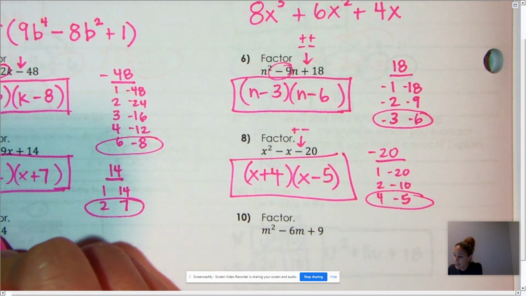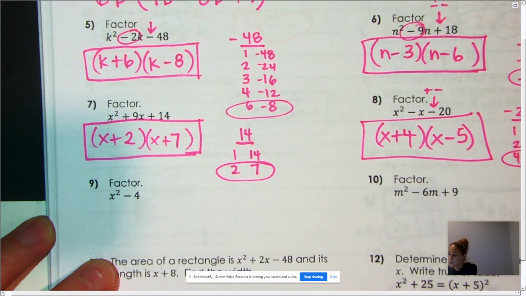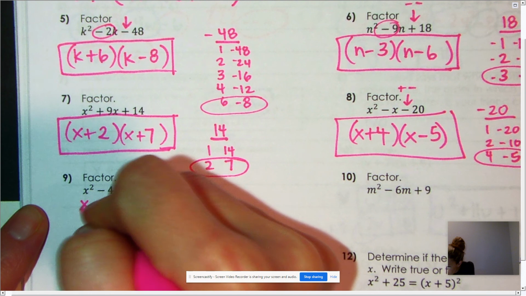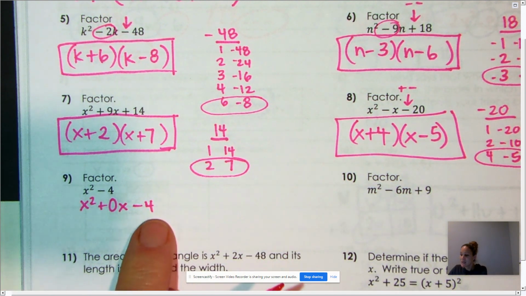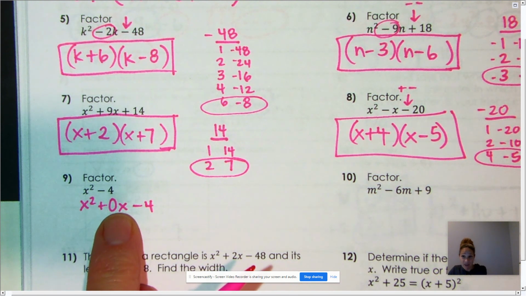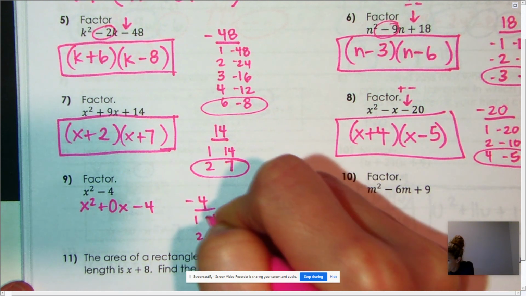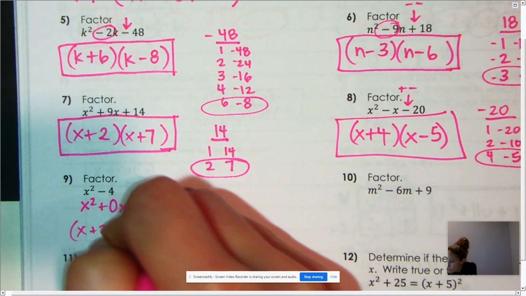Okay, question number 9. Remember, this is one that I talked about, I think, yesterday in our Unit 10 review. This is the same type of thing, but I want you guys to think about it like this. If I have 0 x's there, I know that it needs to multiply to make 4, but it's going to cancel each other out. Okay, they're going to add up and make 0 x's. So if I list all the things that make -4, that would be 1 and 4 and 2 and 2. And if I try to find what makes 0, it'd be +2 and -2. So I'm going to write x plus 2, x minus 2.